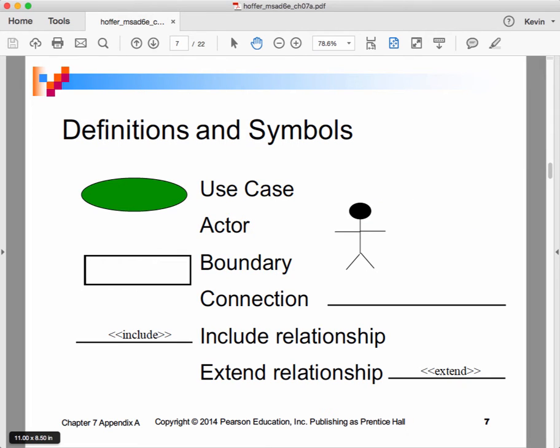Okay, so here are the symbols. So the use case is an ellipse or oval. The actor is a stick figure, and you'll see in some of the diagrammers that they're not quite stick figures. They look like the outline figures you'll see on the outside of bathroom doors for men and women. We have the boundary box that goes around all the use cases that are shown in the diagram. We have the connection line, just a plain line, no arrowheads at either end.